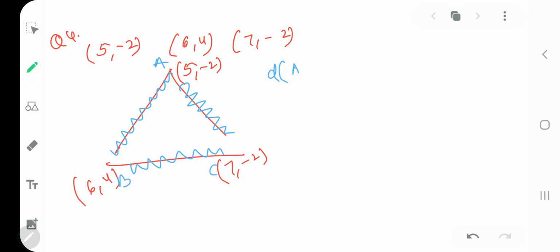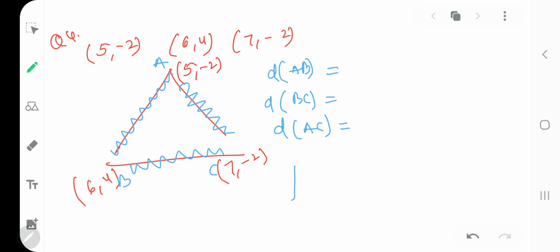You have to first find distance of AB, same by the distance formula. Then you have to find distance of BC by distance formula and distance of AC by distance formula. And you will notice if these points are the vertices of an isosceles triangle, then any two sides you will notice that they are equal. And if you get any two sides equal, you can say it is an isosceles triangle.